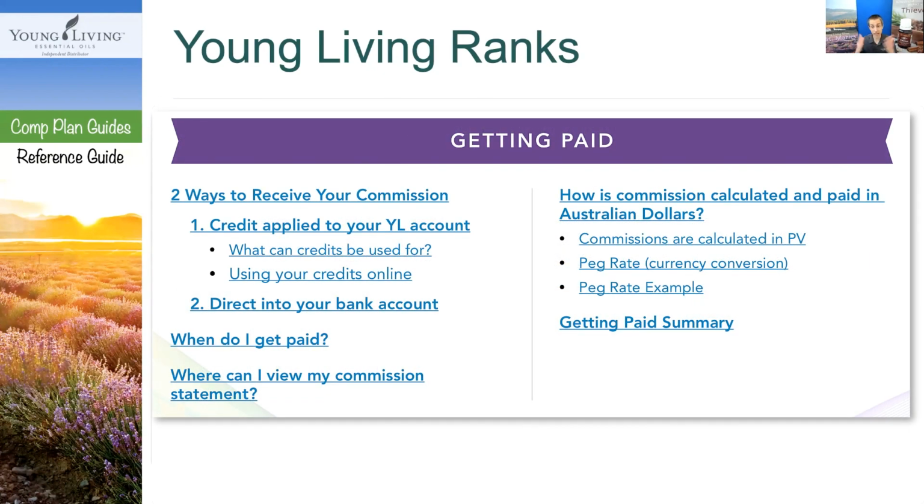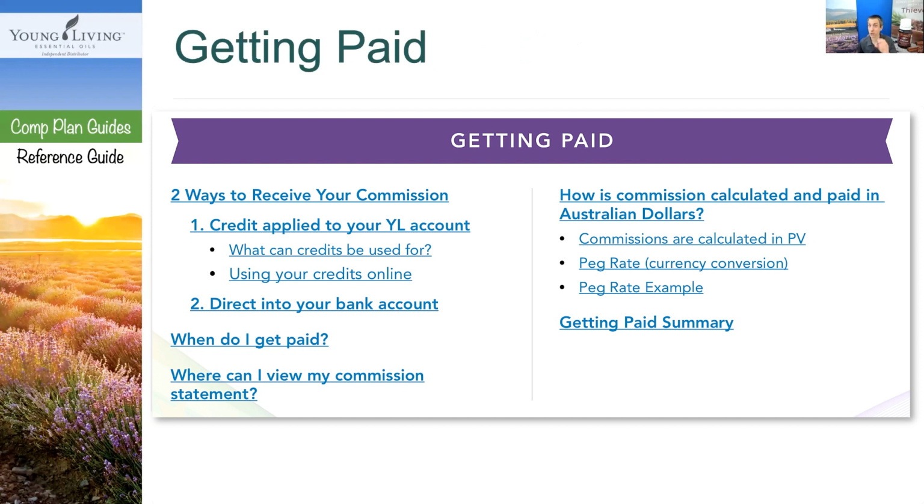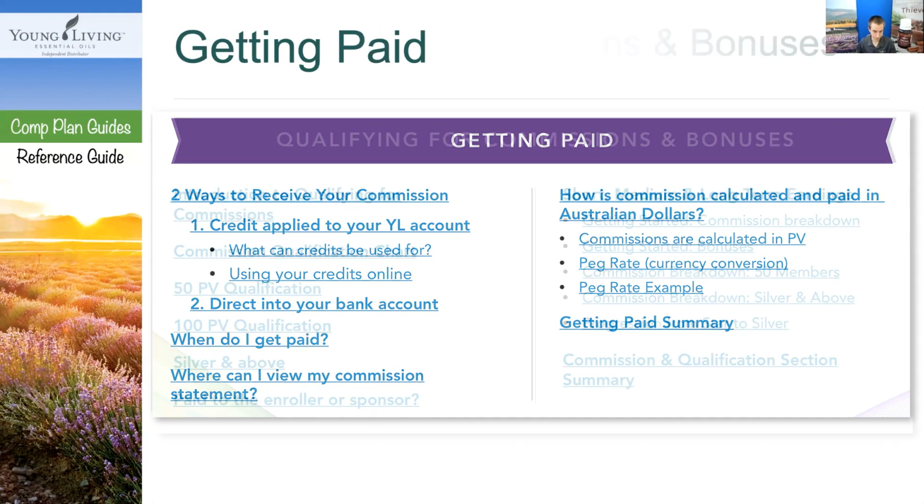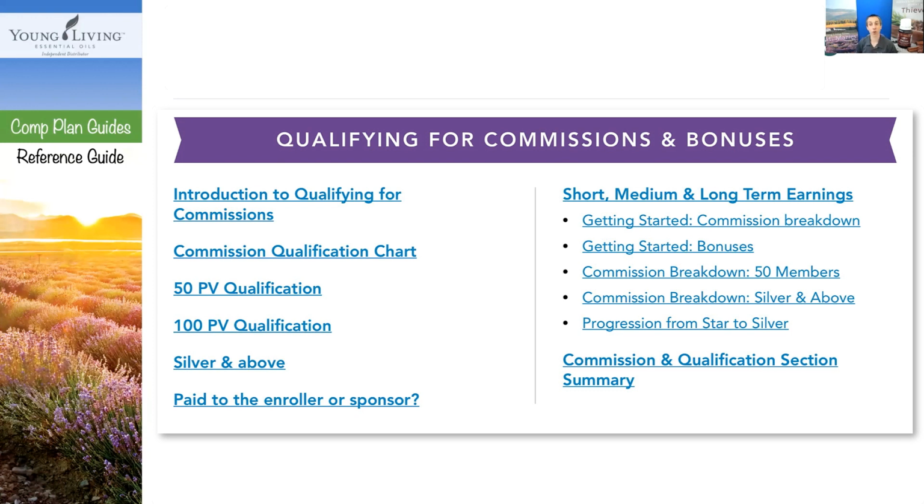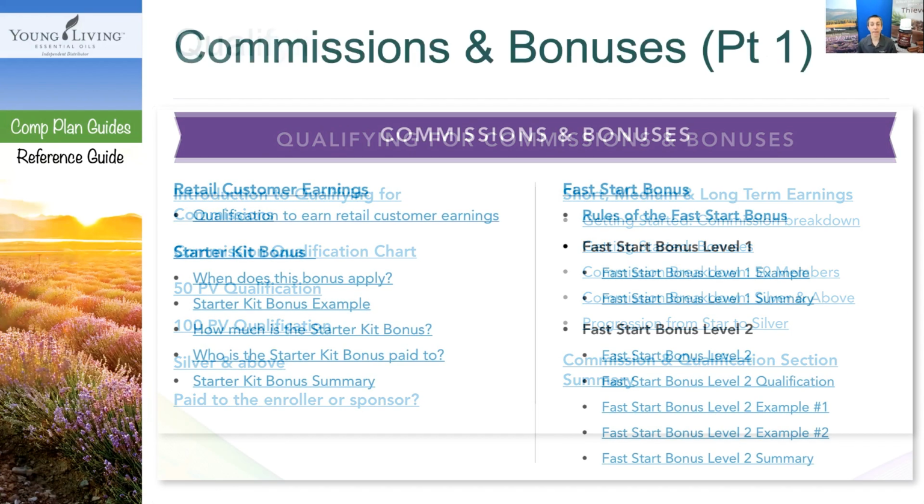The Getting Paid section, all about, for those of you who have more of a green personality and want to know the details about how you get paid in Australian dollars or New Zealand dollars and these things like peg rates and things like that, that's where you'll find all of that information in the Getting Paid section. Then you have the qualifying for commissions and bonuses, and you can see the sorts of information that you'll see in there, like PV. 50 PV qualification versus 100 PV qualification and things like that.